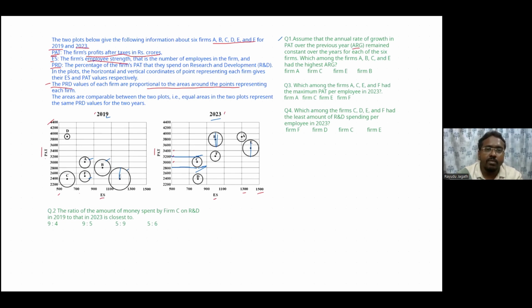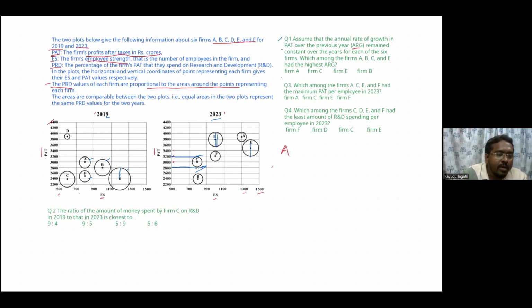Okay, here we can represent that ARG. Firm A and firm C, firm E, firm B is given. Firm E, first year we can consider. Annual rate of growth we have to consider, which is the highest, corresponding to PAT value. PAT values we have to represent.